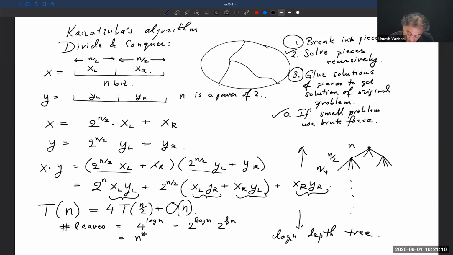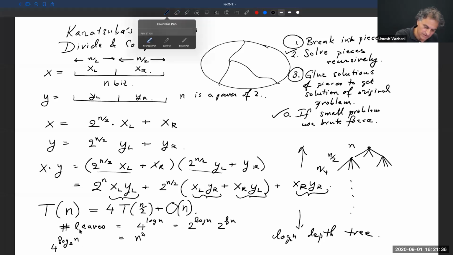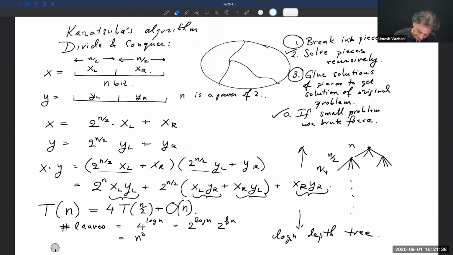Another way to do this is to say, well, 4 to the log to the base 2 of n is the same thing as 2 to... Okay, sorry. There are various ways of doing this.